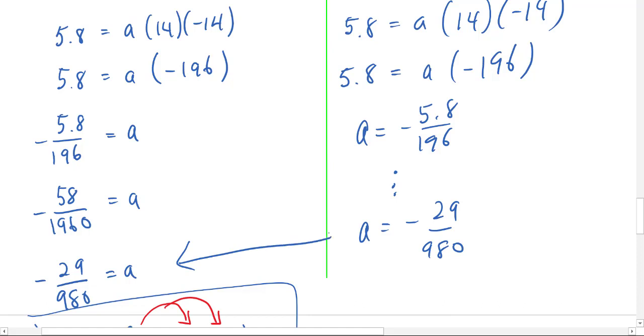Notice the A values are the same. And they should be. It's the same parabola. It's just shifted over. So when we talked about the A value is how wide or how narrow the parabola is. So these two should have the same width.